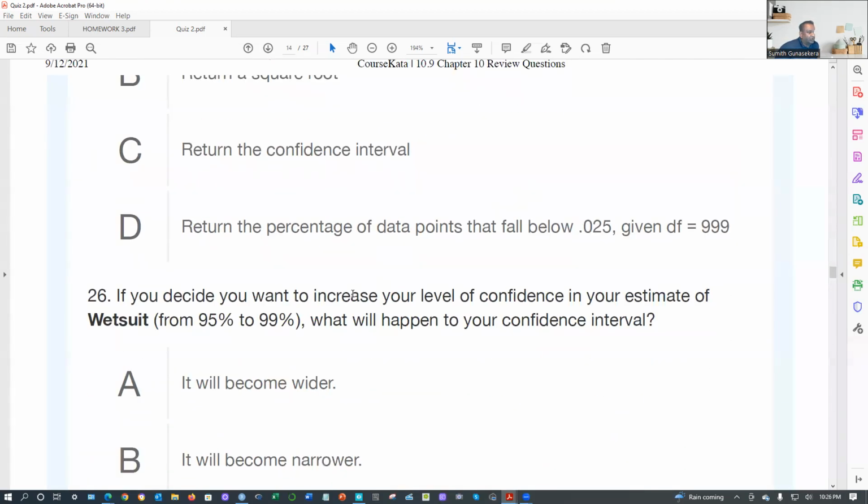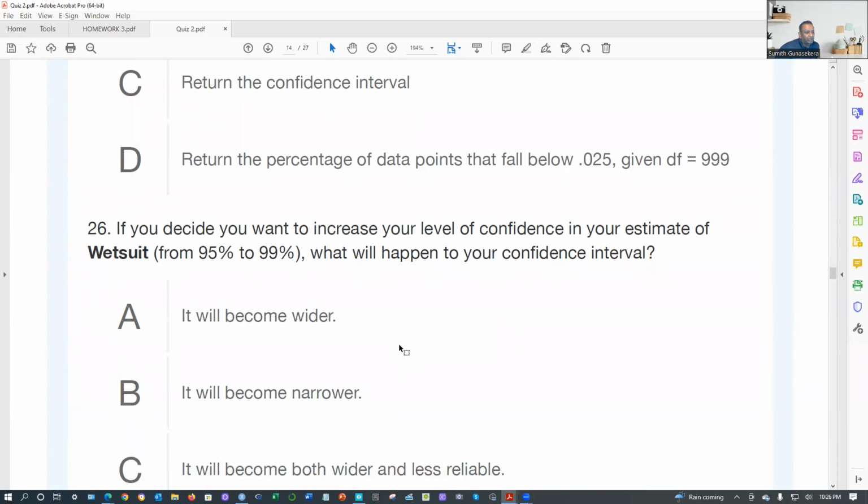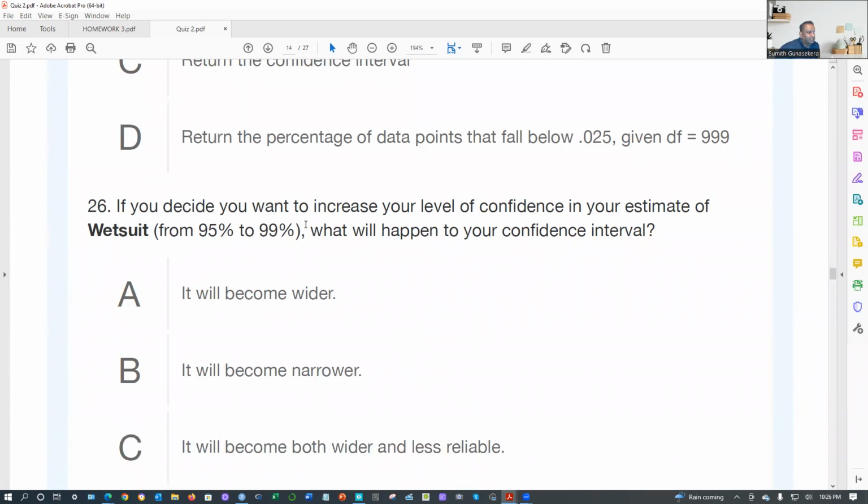If you decide you want to increase your level of confidence in your estimate of wetsuit to 99.95%, what will happen to your confidence interval? When you increase the level, it will become wider. You know that. You earlier had the same scenario. It's very clear.